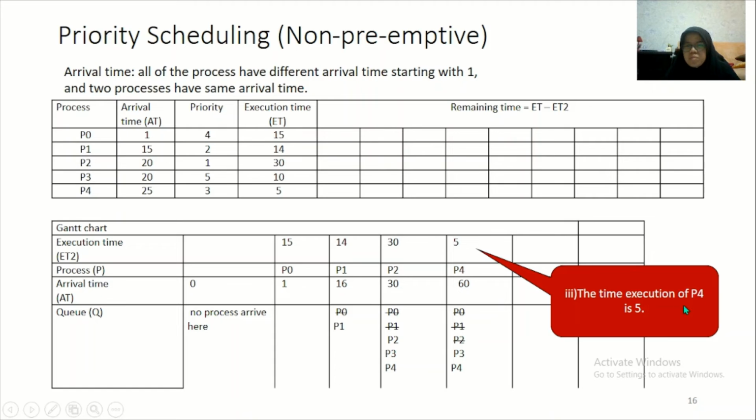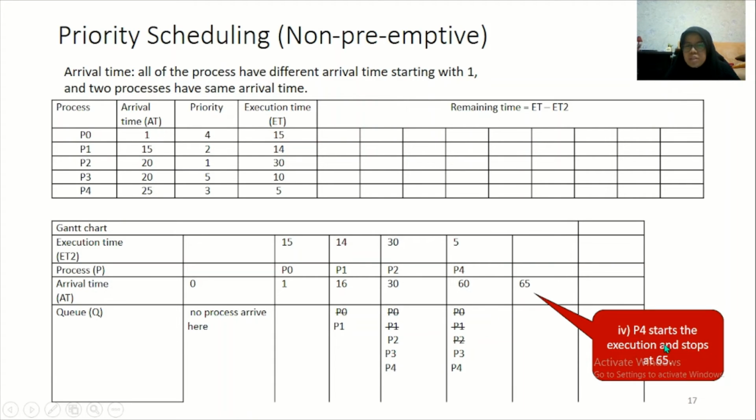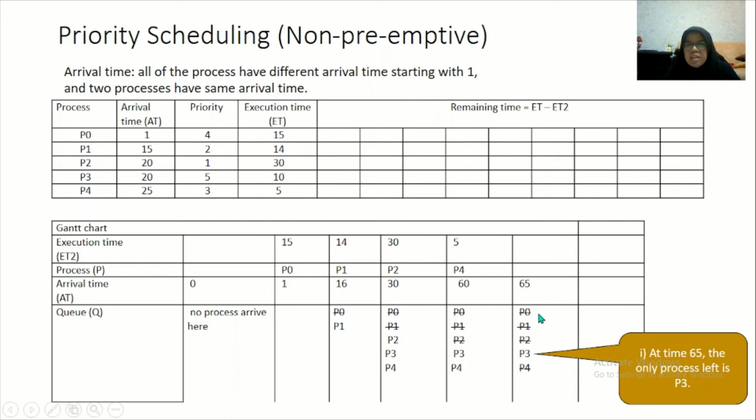And the execution time of P4 is 5. P4 will start the execution and stop at 65. And then at the time of 65, the only process left is P3 because the other processes are already done before. So the only one left is P3.